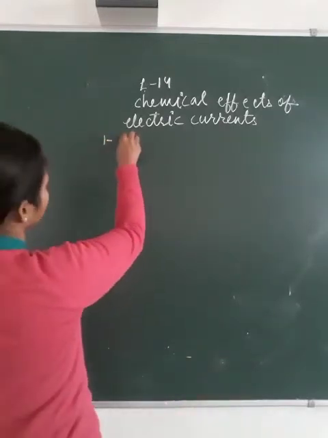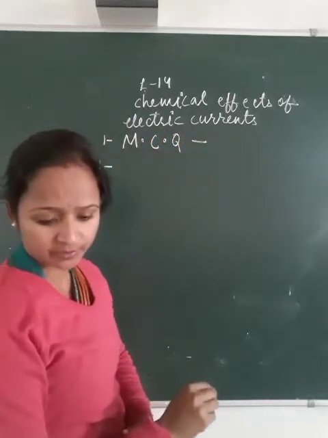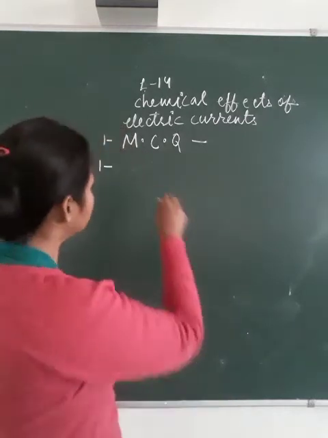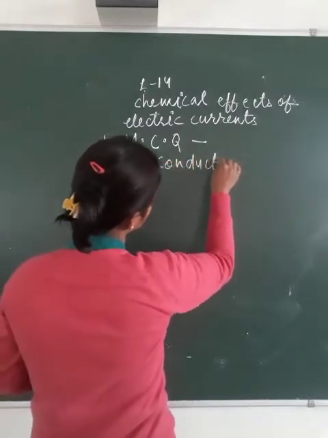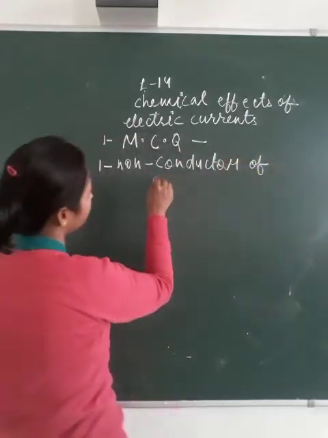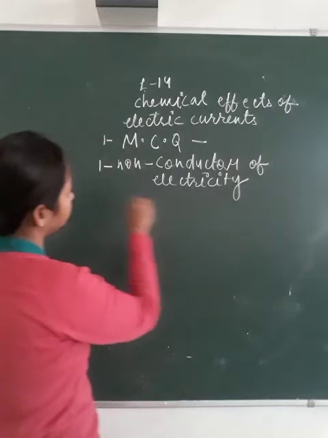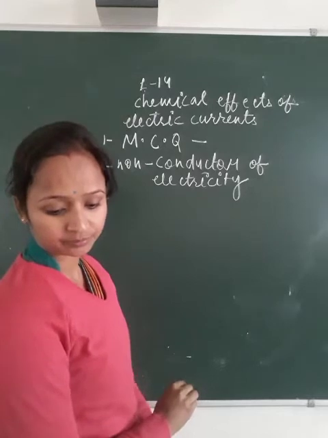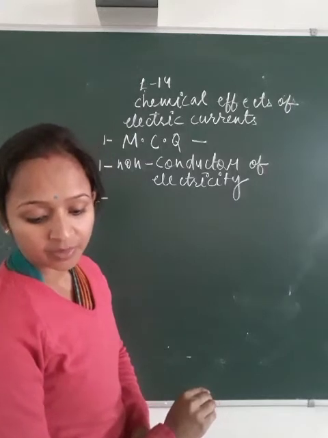First one is the MCQ. Distilled water is a non-conductor of electricity. Now come to the second one. The anode during copper plating is copper metal.